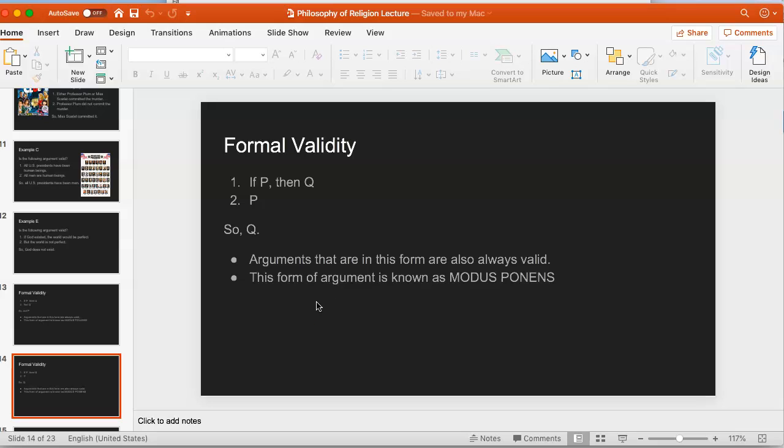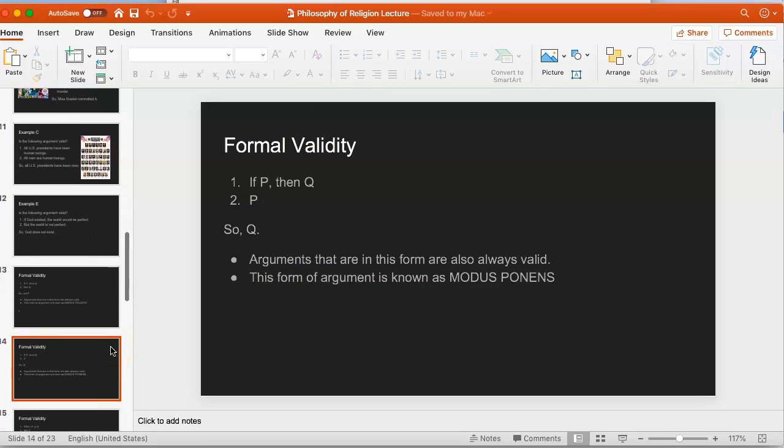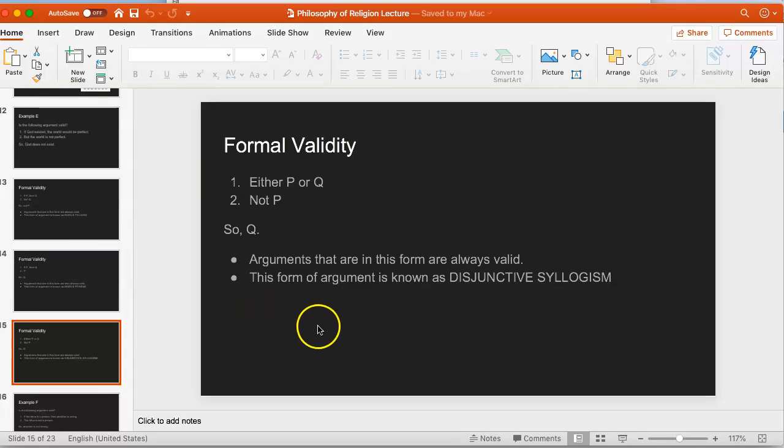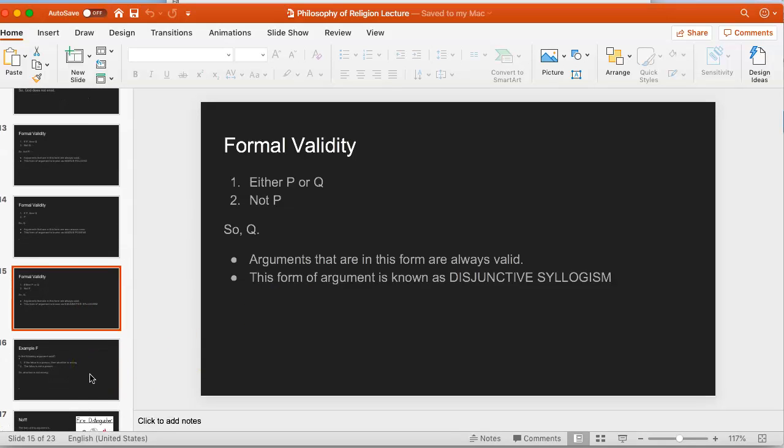You don't need to remember those names, but just be aware of this idea of argument forms and some of them being valid. Argument B above, the one about Miss Scarlett, could be represented as this form, either P or Q, not P, so Q. And arguments in this form are always valid. This form of argument is known as disjunctive syllogism. If you study logic, you would learn about 20 of these different forms, but we're not going to do that.